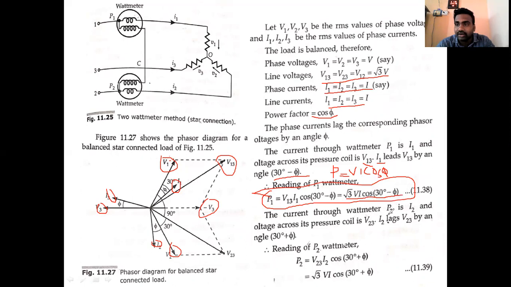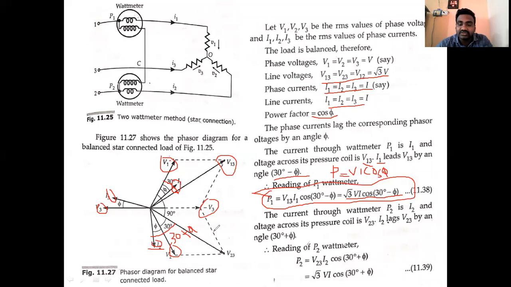The same thing happens with respect to wattmeter 2, P2. At wattmeter 2 the current is I2, represented here. The current I2 lags the voltage V23 by an angle of 30 plus phi. So this is the angle 30 plus phi, and this is the angle 30 minus phi. This is where we can see 30 plus phi.